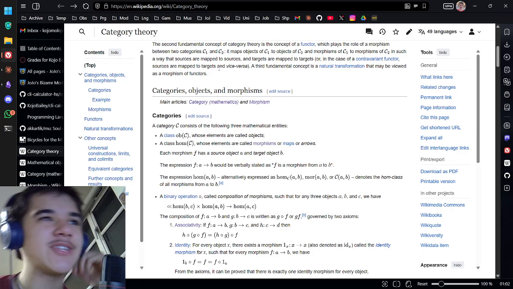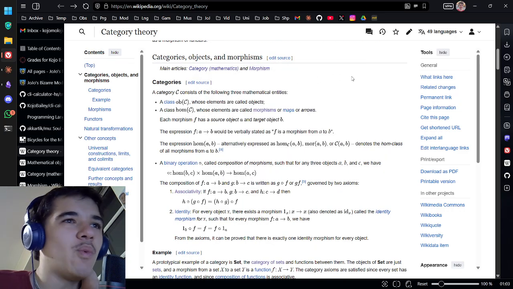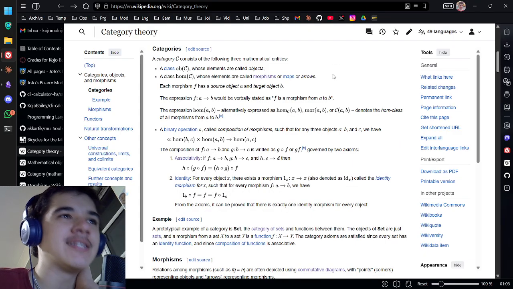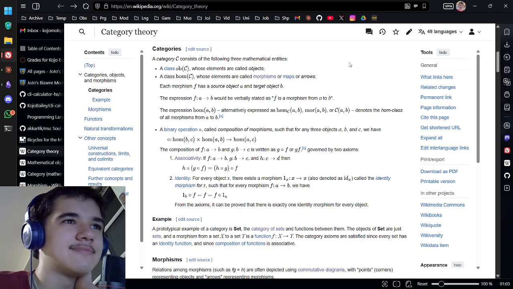Okay, so then for categories, objects, and morphisms, let's go. What is a category? A category consists of the following three mathematical entities: a class ob, which is a function for some reason, whose elements are called objects. What?